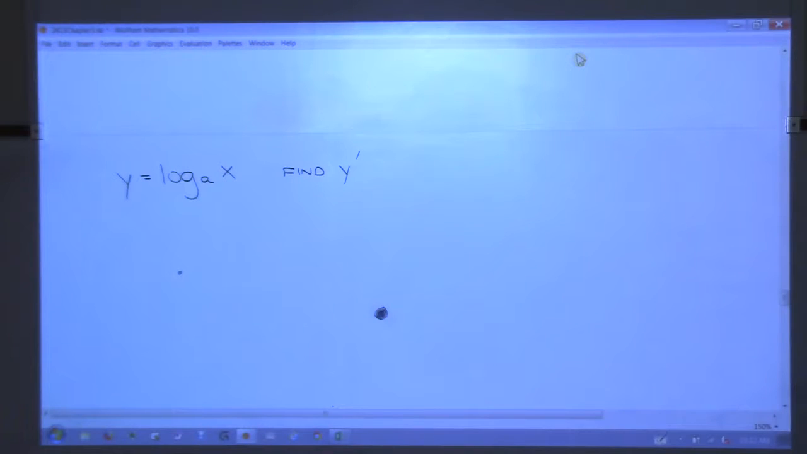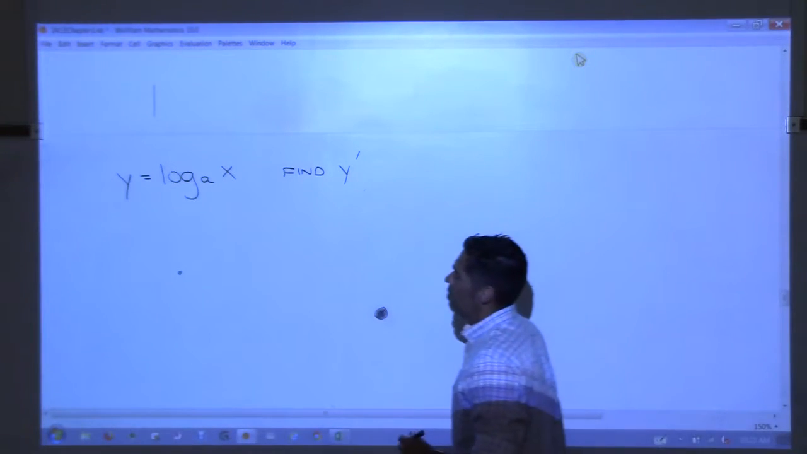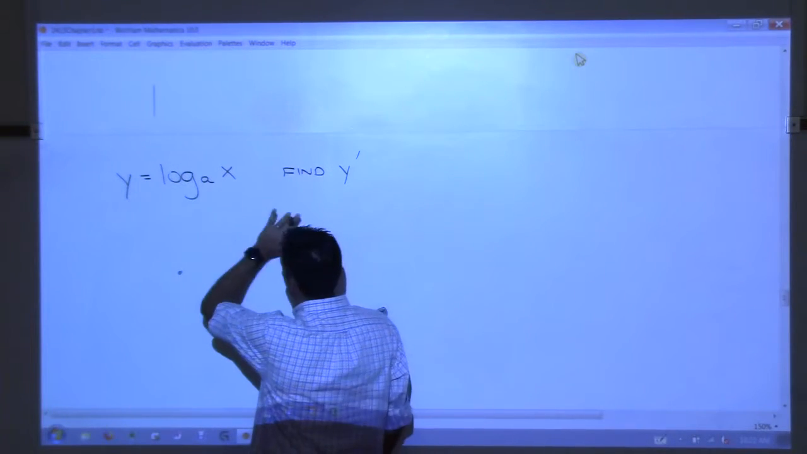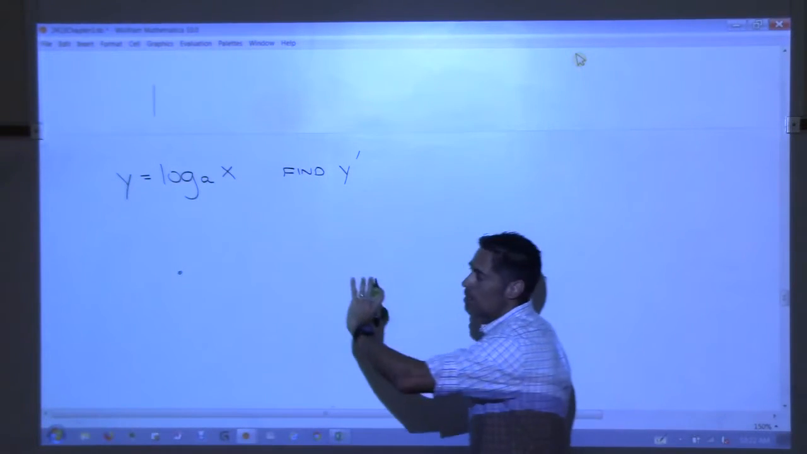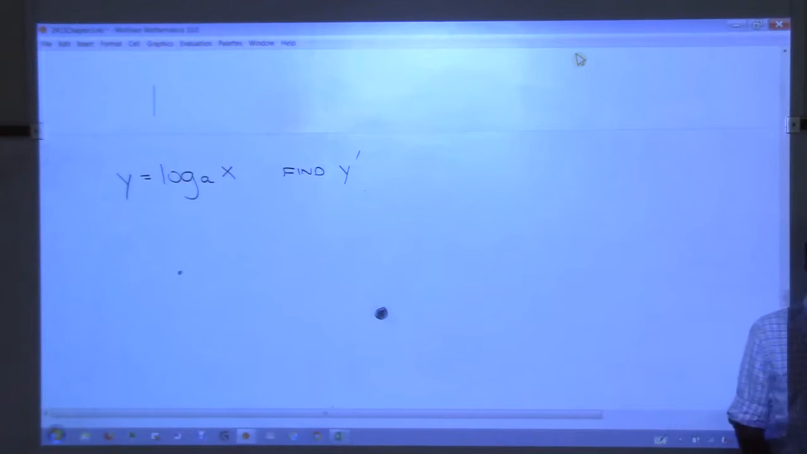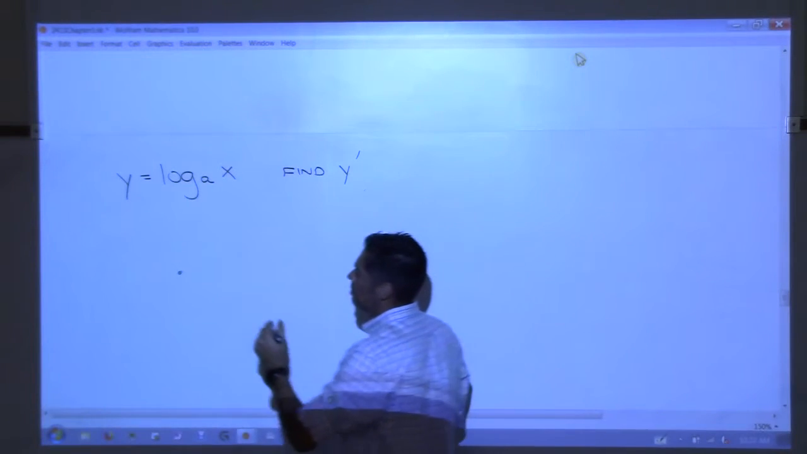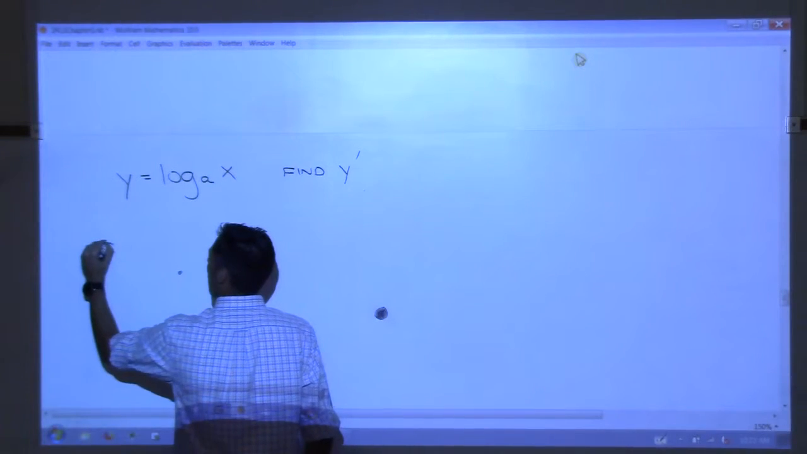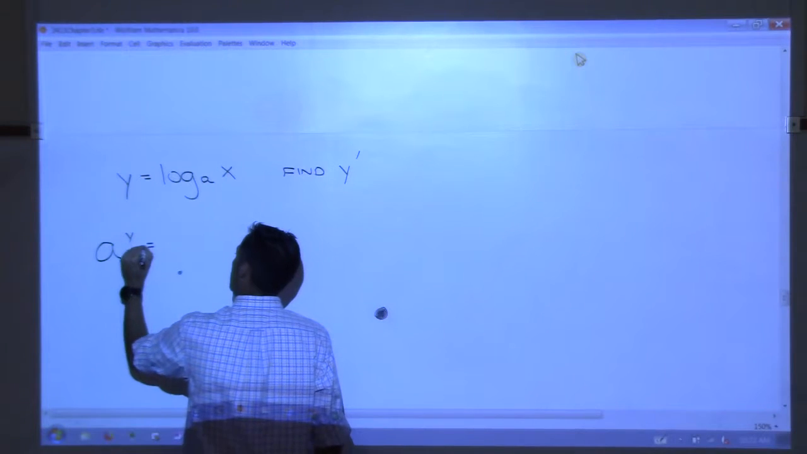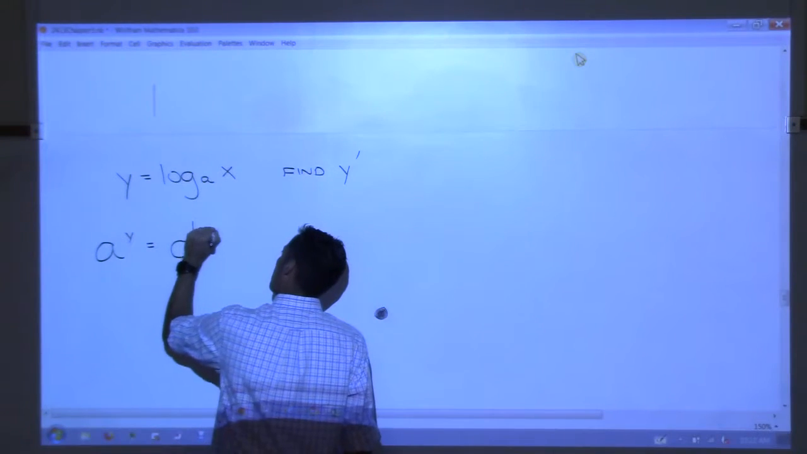So you ready to see how this is done? This is actually pretty cool. I know nothing about the derivative of this. No idea, no clue at all. What I do know the derivative of is exponentials, because someone gave that to me, and I took it on faith. So what I'm going to do is this. I'm going to take a raised to the y equals a raised to the log base a of x.